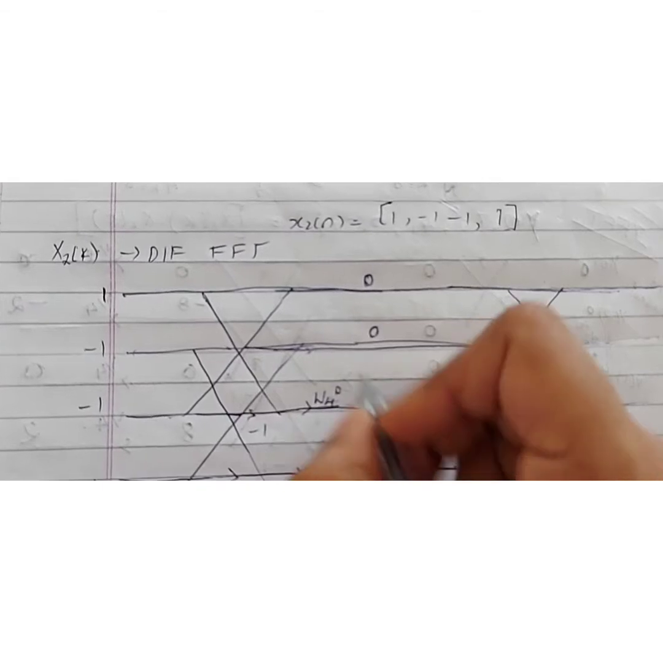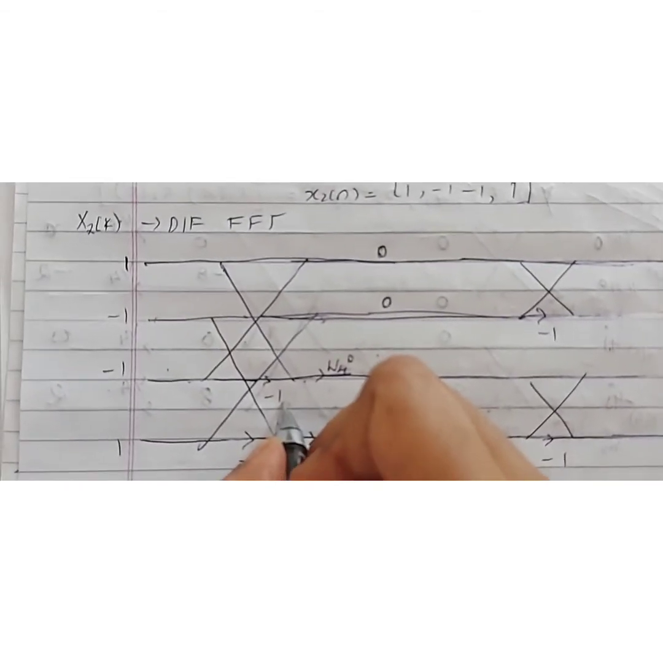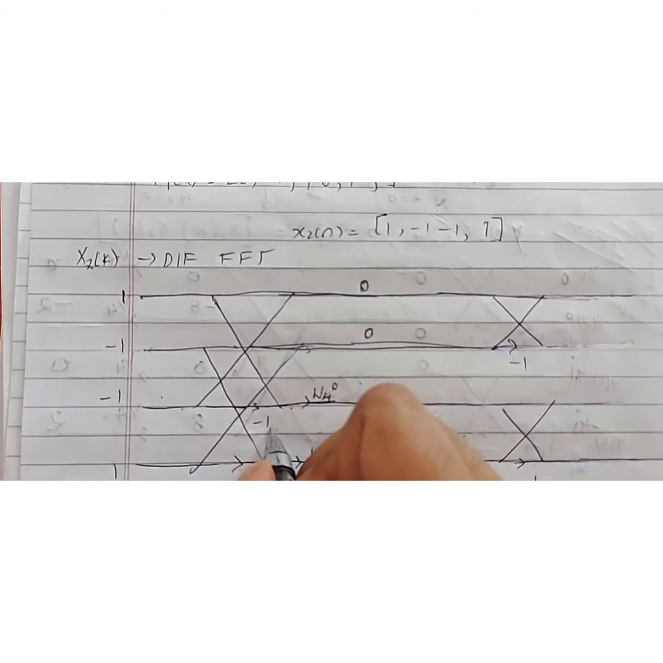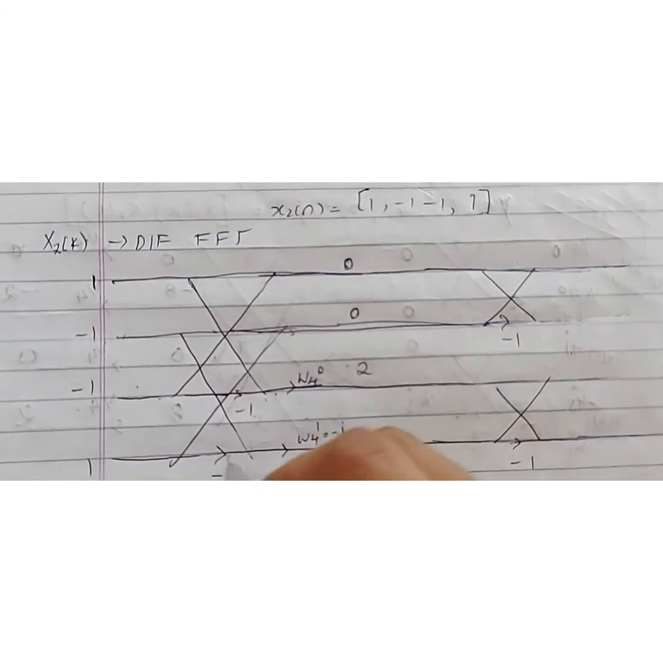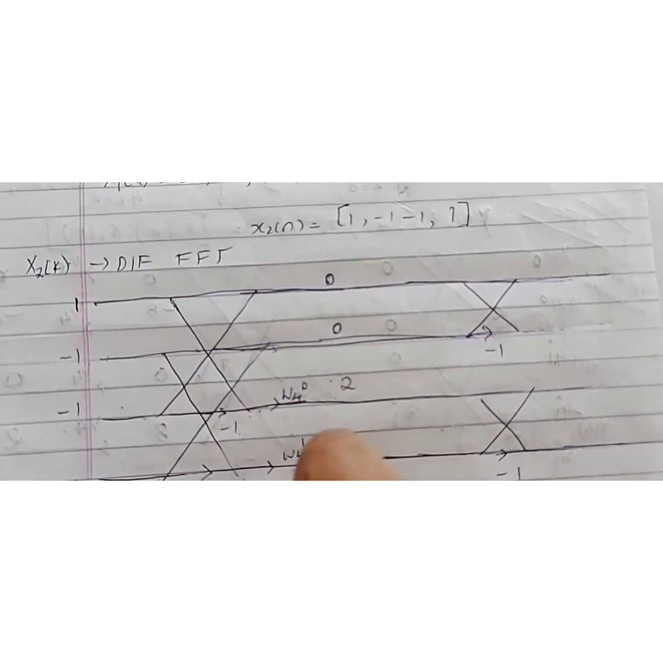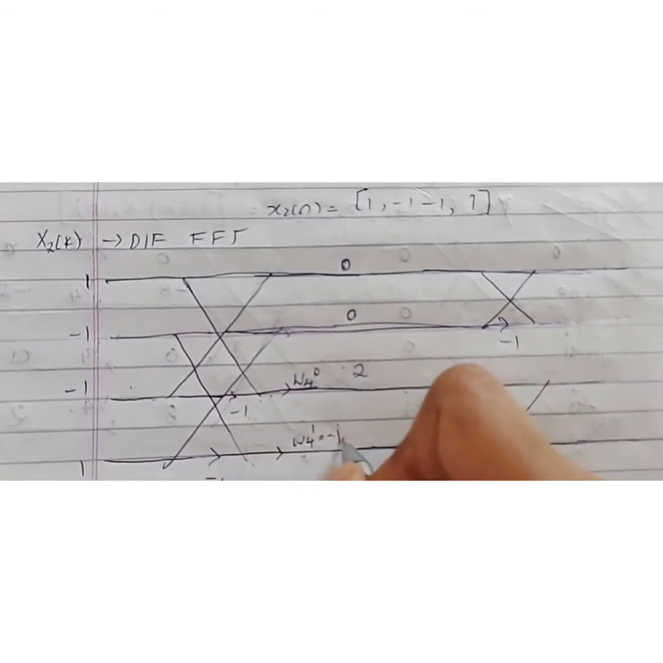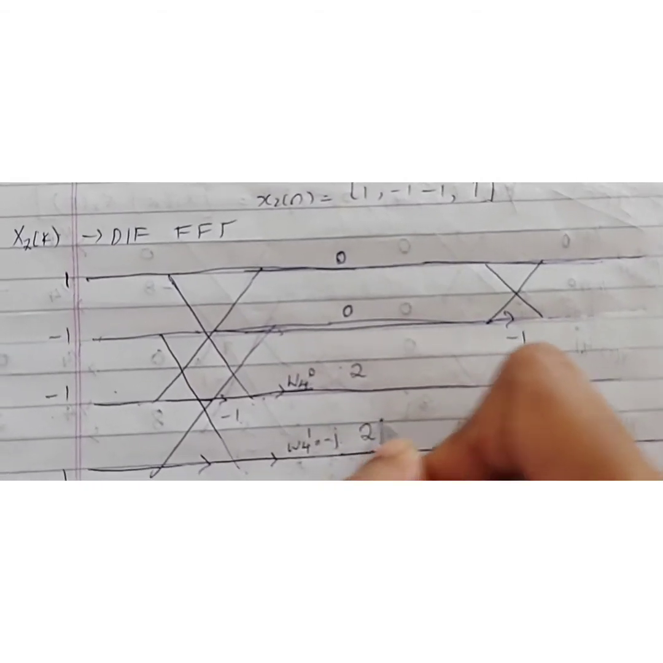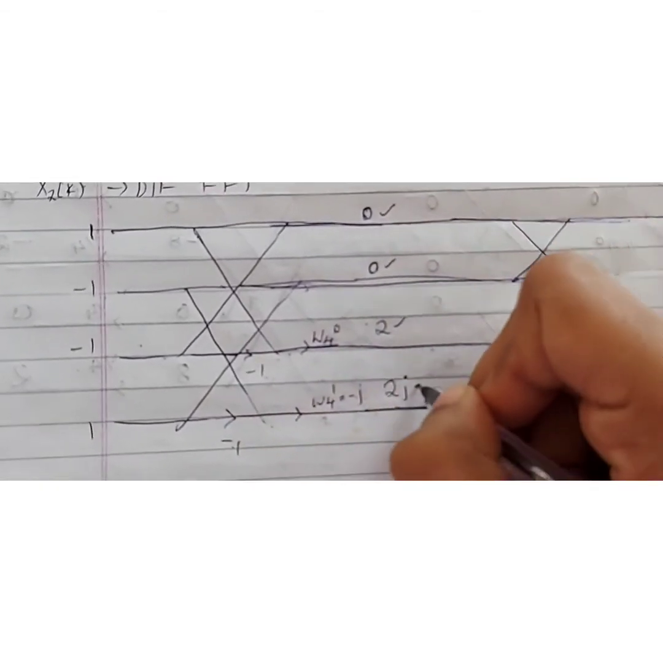Here at this point, what do we get? This is plus 1. Minus 1 into minus 1 is plus 1. Okay. So this is plus 1 plus 1. So we get 2. Here it is minus 1. 1 into minus 1 is minus 1. Minus 1 minus 1, minus 2. Minus 2 into minus j, so this is plus 2j. So across the stage 2 you get 0, 0, 2 plus 2j.